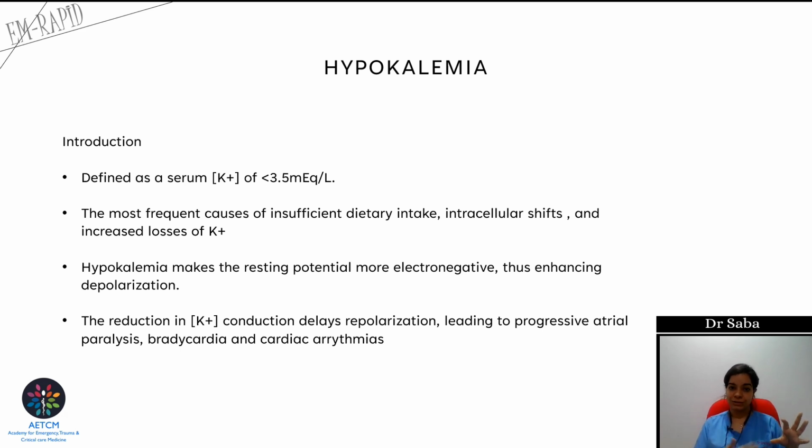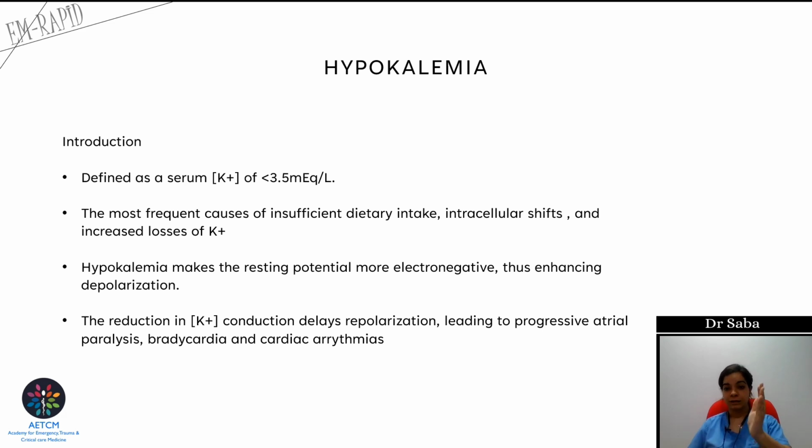One, when there is insufficient dietary intake. Second, when there is increased loss of potassium, and third, intracellular shifts of potassium. Potassium is extremely essential for a cell to function, for action potential. When potassium levels fall below the normal range, the resting potential becomes more and more electronegative, which will enhance the depolarization, that is the deactivated state of a cell, because of which repolarization will not happen. When repolarization doesn't happen, that will delay the conduction, which will ultimately lead to muscle paralysis.